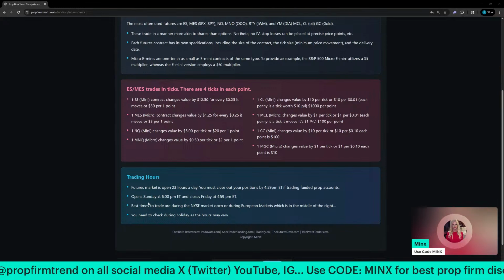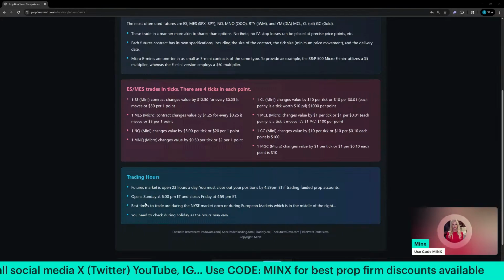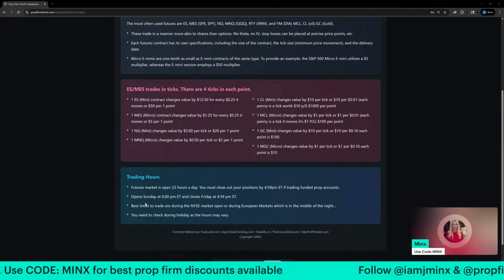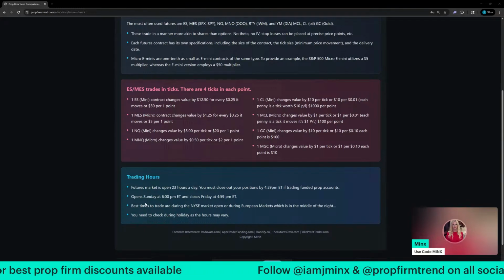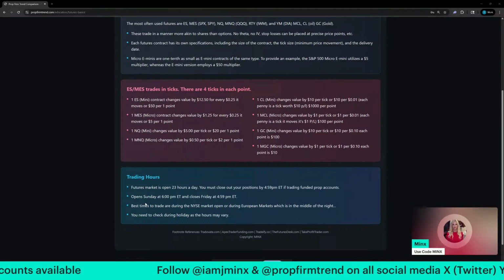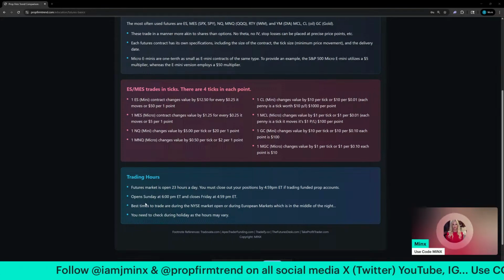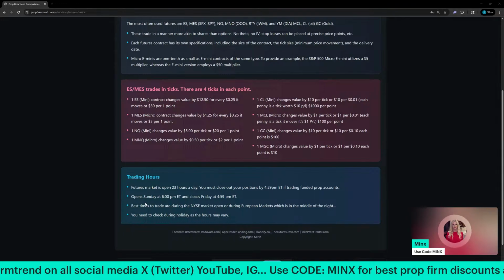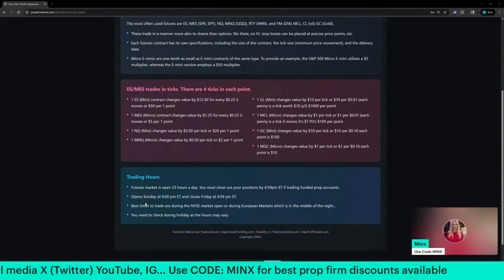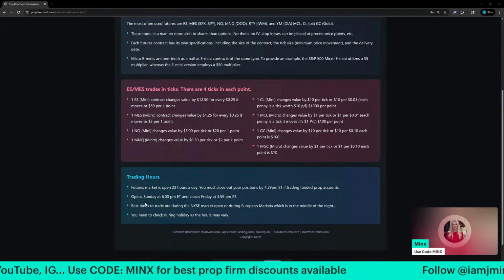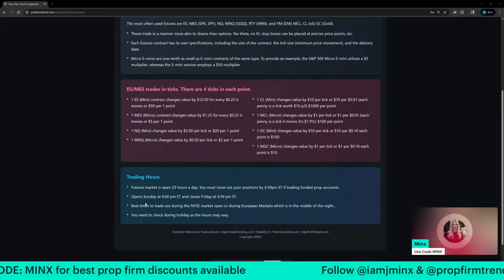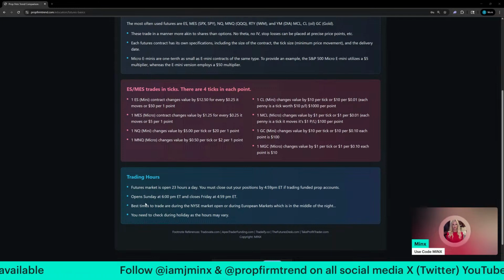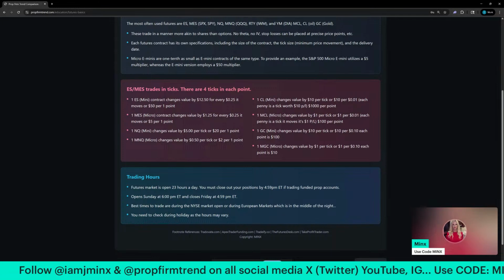Typically, the best times to trade are during the New York Stock Exchange market open or during European markets, which is in the middle of the night. And then you also need to check the holiday because the hours may vary. So, for example, we had Labor Day weekend back in September. Futures opened at 6 p.m. that Sunday and closed at 1 p.m. that following Monday, whereas the New York Stock Exchange was closed that Monday the whole day.